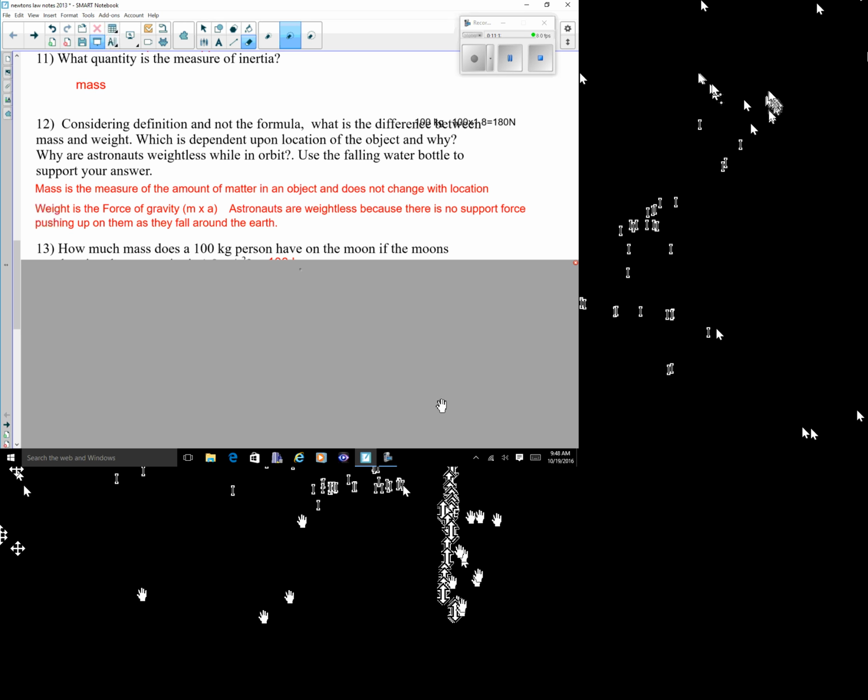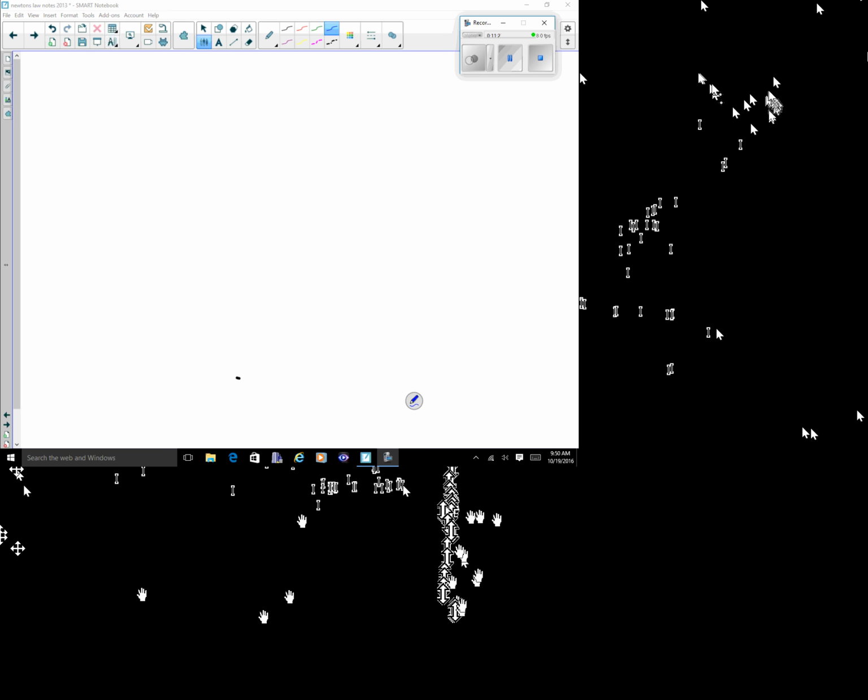it's because there's no support force. Let me get a little bit more room to write here. First of all, you got to understand why you feel weight. And yes, weight is the force of gravity pushing down, but you only feel it because the Earth pushes back up on you as a reaction force. Okay? So you feel the Earth pushing back up. You don't actually feel gravity pushing down.